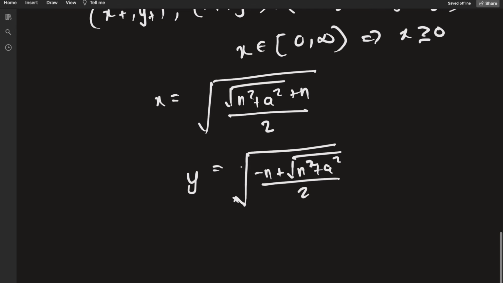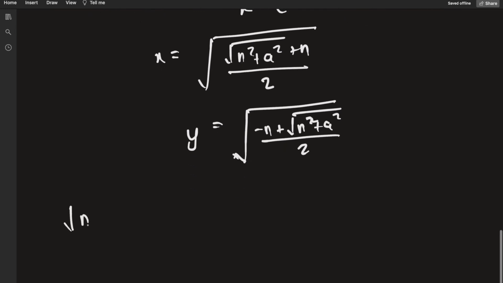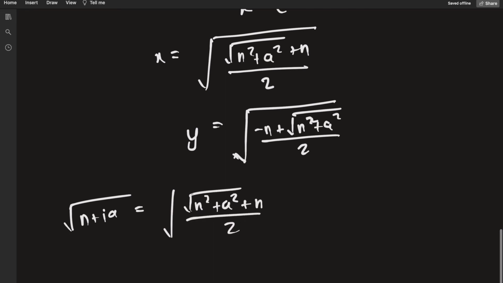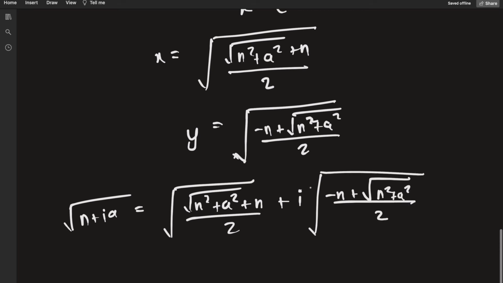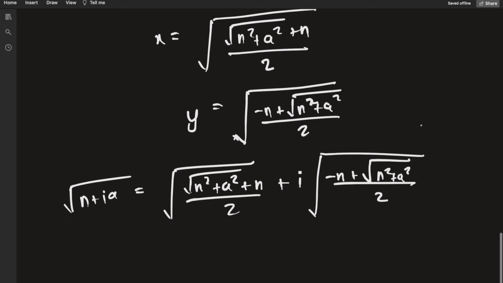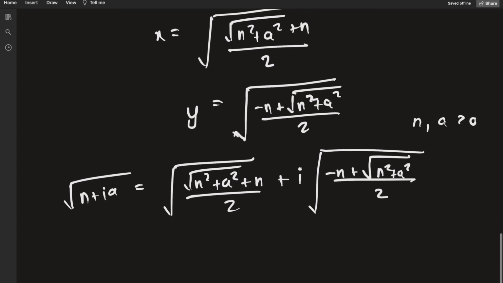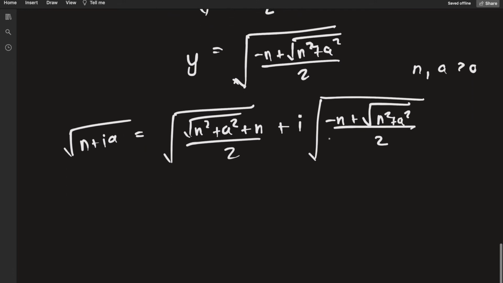So basically the square root of n plus ia is just the square root of n squared plus a squared plus n over 2, plus i times the square root of negative n plus square root of n squared plus a squared over 2, at least for the conditions that we had defined, and n and a are greater than 0. So fine, we're going to use this and plug it back into the integral. Let's do that.